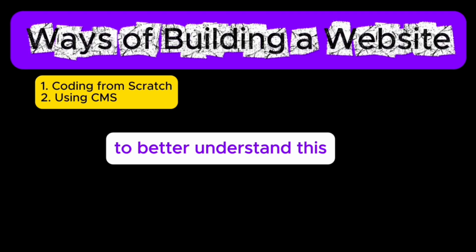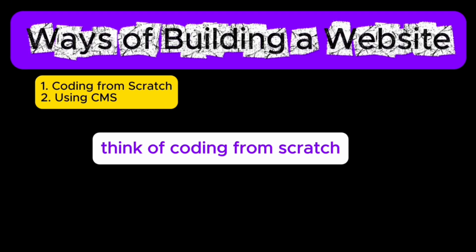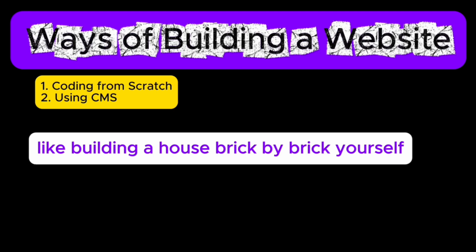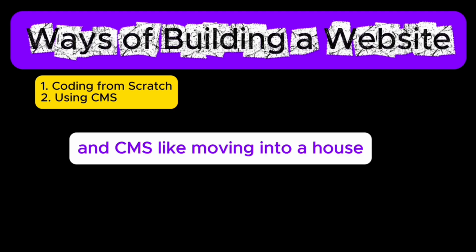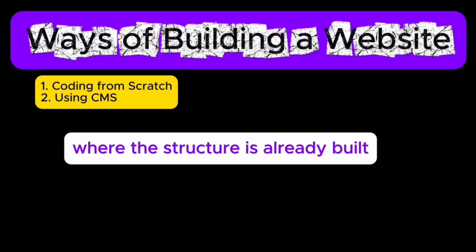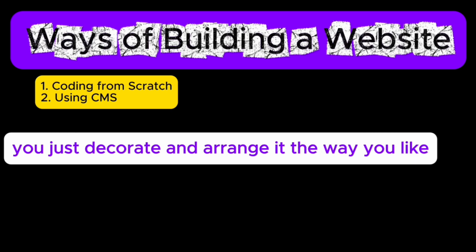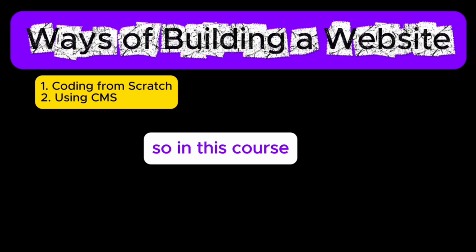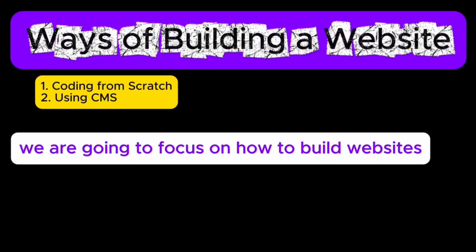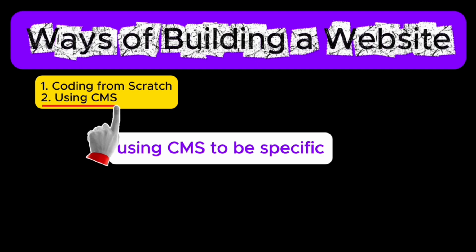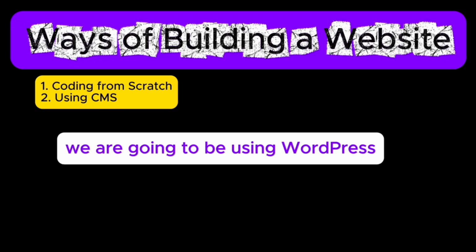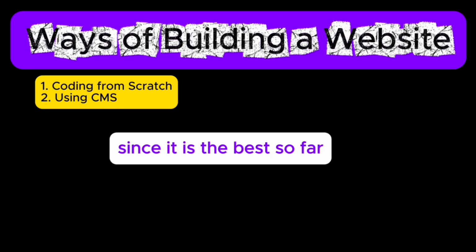To better understand this, think of coding from scratch like building a house brick by brick yourself, and a CMS like moving into a house where the structure is already built, you just decorate and arrange it the way you like. So in this course, we are going to focus on how to build websites using CMS. To be specific, we are going to be using WordPress since it is the best so far.